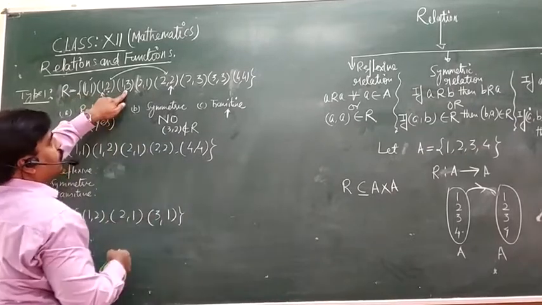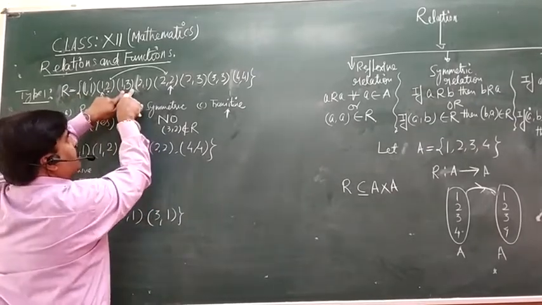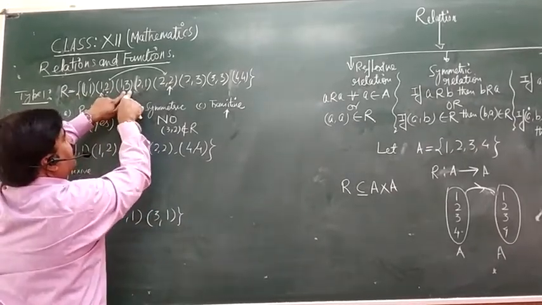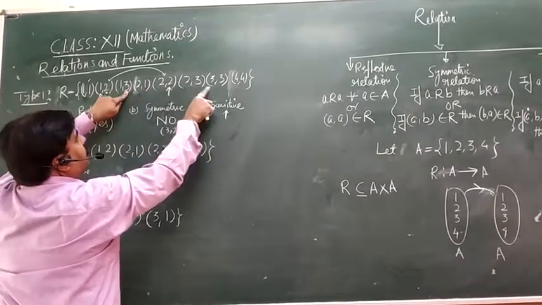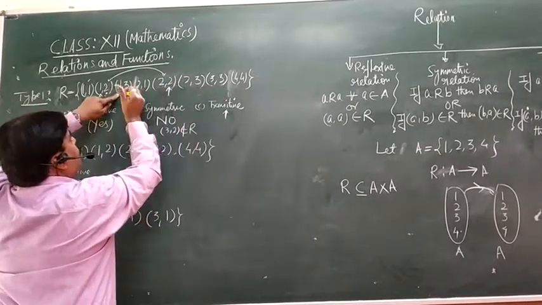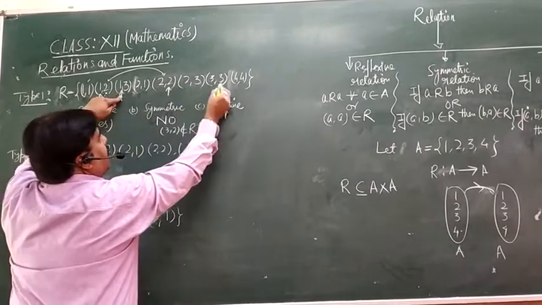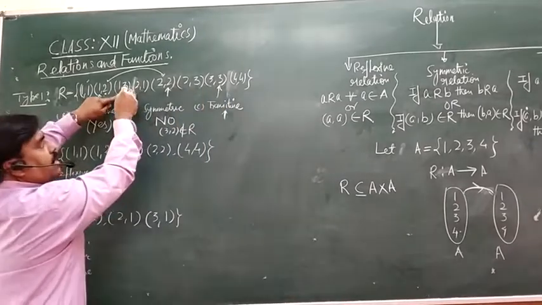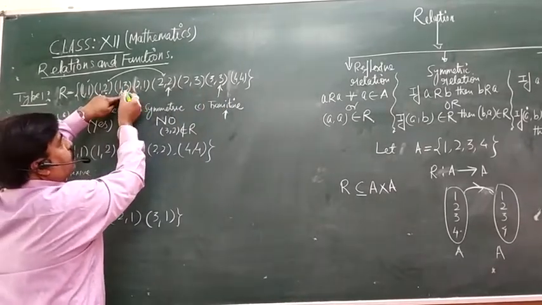Now similarly for this one, 1, 3. Here it says 1, 3, then 3, 3. Then the first component of this one is 1 and then 3 is already here. So it is true for this one also.